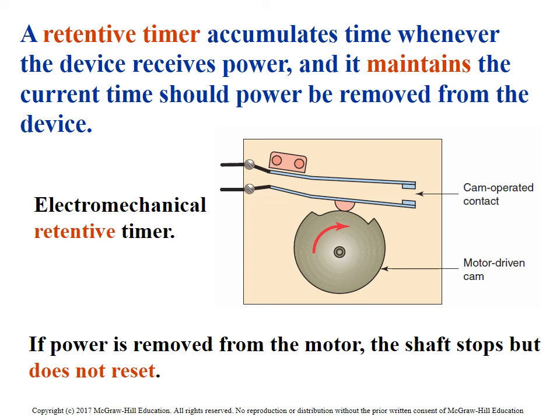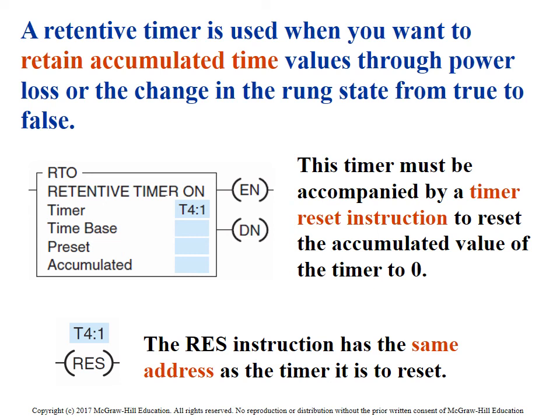So let's take a look at this. Here's our showing how a mechanical solution to that very same thing. Retentive timer requires a reset. Notice the reset has the same address as the timer. In the 5000 software, it uses the same principle. The address has to be the same for both the reset and the timer.